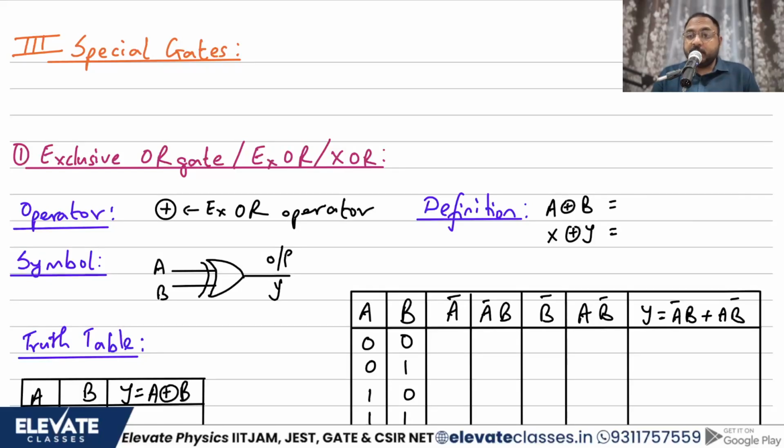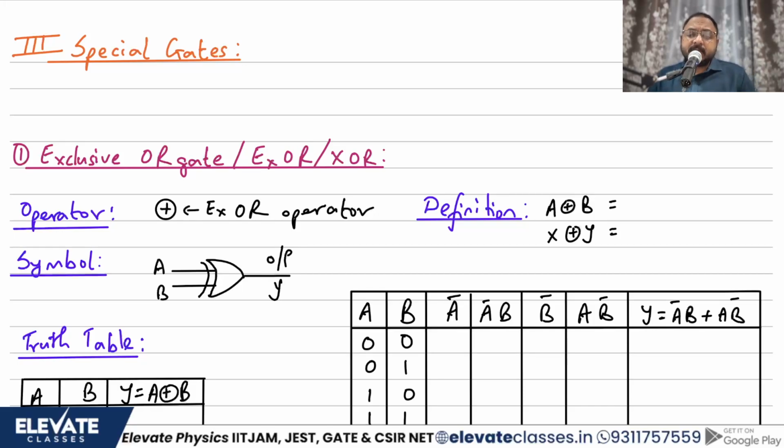We'll continue with logic gates, and today we are going to do the third kind of logic gates that are called special gates, or as I told you in a previous lecture, these are also called arithmetic gates. Okay, special gates भी कहते हैं, इन्हें arithmetic gates भी कहते हैं. And here there are two logic gates that we need to study. One is an exclusive OR gate, and another is an exclusive NOR gate. Okay, so let's start with the first one. That is going to be an exclusive OR gate.